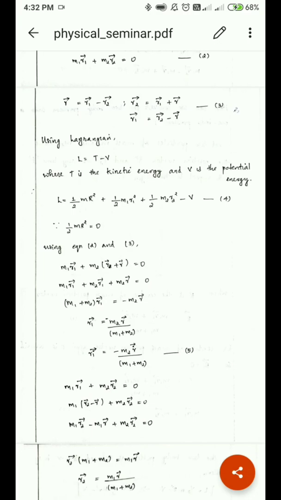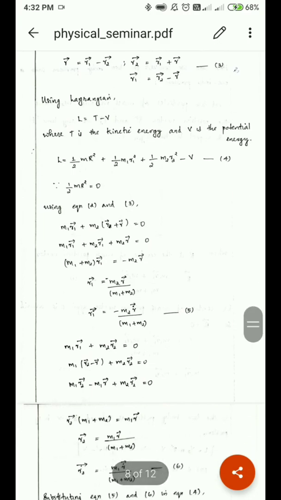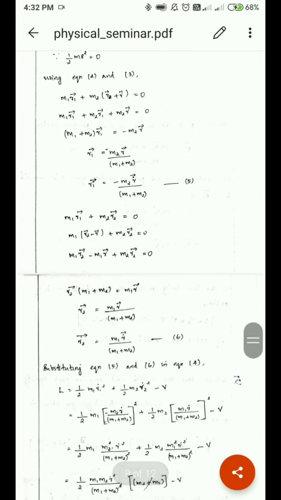On solving this for r1 vector we can get the value of r1 vector as minus m2 r vector by m1 plus m2, that is r1 dot vector is equal to minus m2 r dot vector by m1 plus m2, which is written as equation 5. Similarly, we can solve the same for r2 vector also. On solving we will get the value of r2 vector is equal to m1 r vector by m1 plus m2, that is r2 dot vector is equal to m1 r dot vector by m1 plus m2.